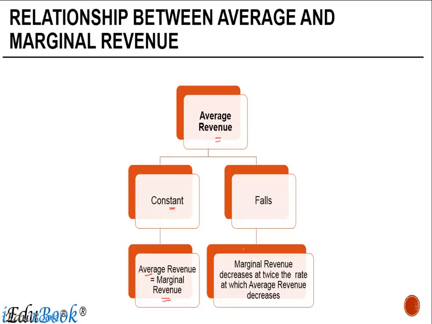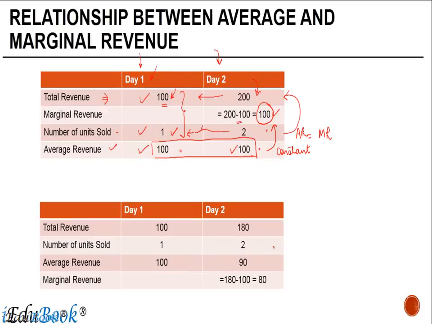In that case, the marginal revenue also decreases, but at twice the rate at which the average revenue decreases. Let us look at an example to clarify this point as well. In this case, the total revenue is 100 from sale of one commodity, therefore the average revenue is 100. By day 2, the total revenue is 180, the total number of units sold were 2, and therefore the average revenue was 90, right? What is the marginal revenue? Marginal revenue is 180 minus 100, or 80, right?